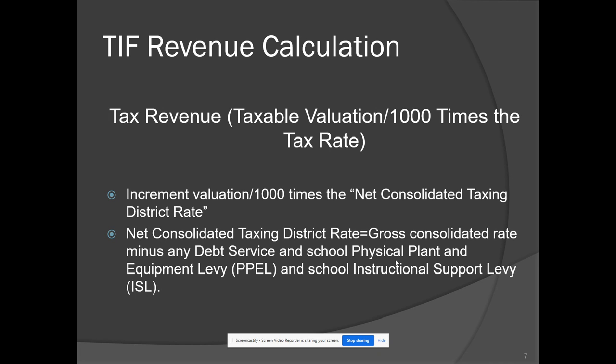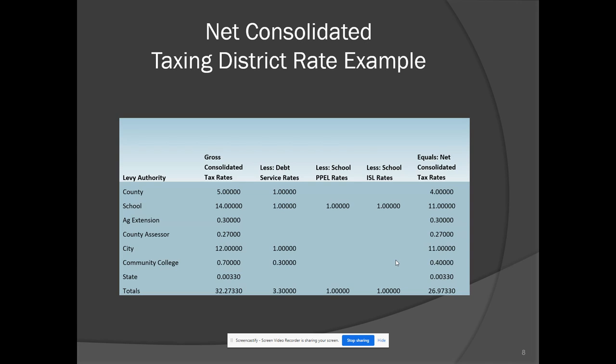And also school physical plant and equipment, or PPEL, and school ISL, or instructional support. Those are protected levies, meaning that they're not part of the revenue calculation for TIF. They're not going to go to the TIF authority. It's actually going to stay with the taxing entity itself that set them up.